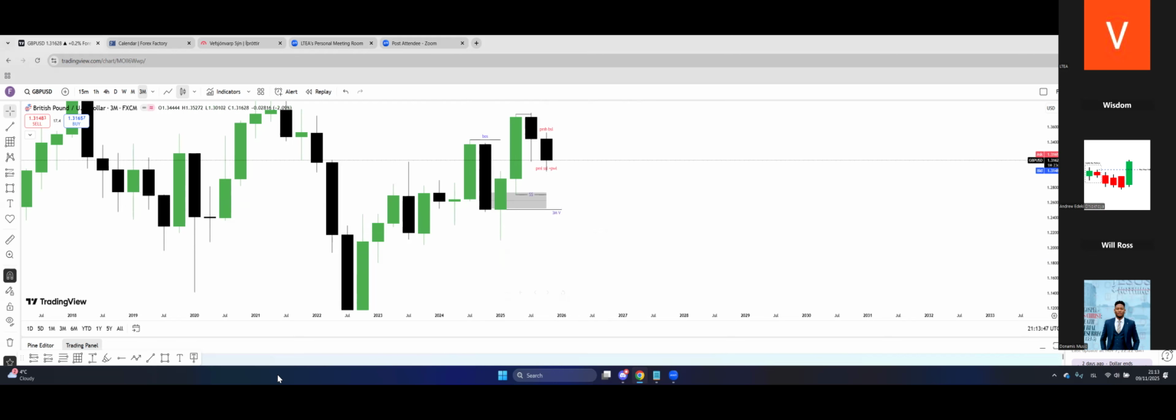So looking at this price action, you can say there is liquidity on this swing low. There is liquidity on this previous candle low right here. Let me take this one out.